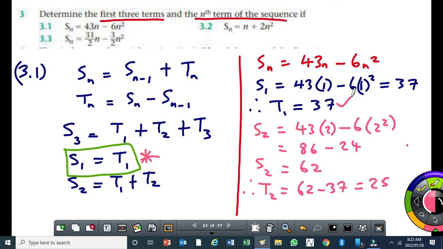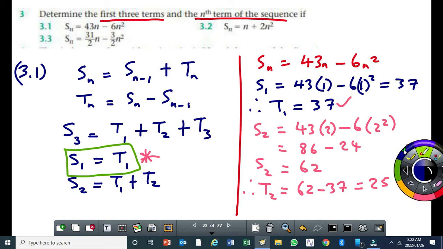But the good thing is we got the first term. So how do you get the second one? You subtract 37 from 62. And you get 25. So 37 plus 25 is 62. So we have got 2 terms so far. Are you following? Right? Then the third term.